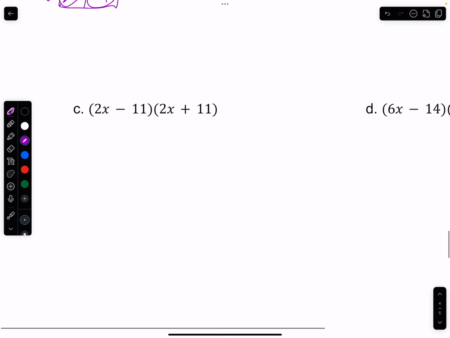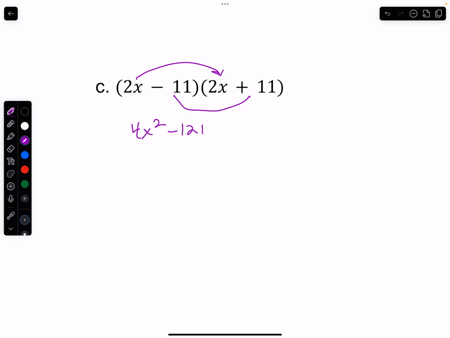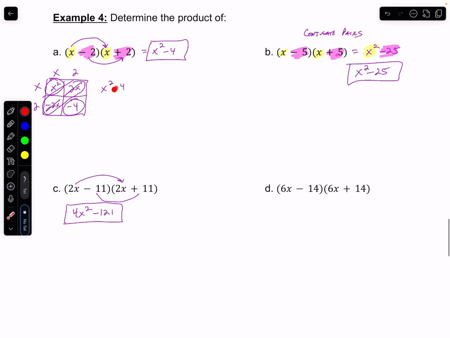All right, let's look at this next one. Again, I notice conjugate pairs. This binomial is exactly the same as this, except the sign in the middle is different. So I'm going to just do the first times the first, so 2x times 2x, which is 4x squared. And then the last times the last, negative 11 times positive 11, is negative 121. A positive times a negative is a negative. Please note that whenever you do this, it's always going to be minus, minus, minus.